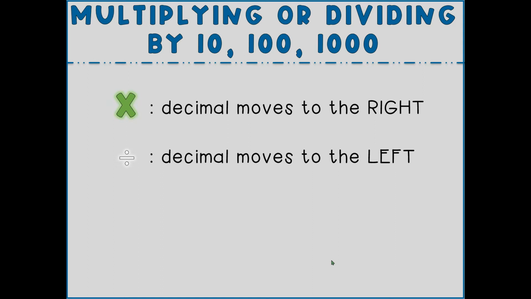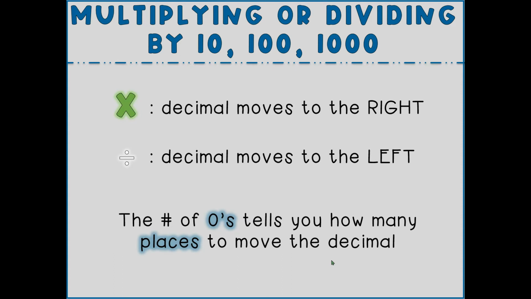So our Smith super secret math hack for that is we are going to look at what number we are multiplying or dividing by. So 10, 100, or 1000. And our trick is you count the number of zeros. So for example, the number 10 has 1 zero, 100, 2 zeros. And however many zeros are in that number, that's how many places you're moving the decimal. Let's look at a few examples.